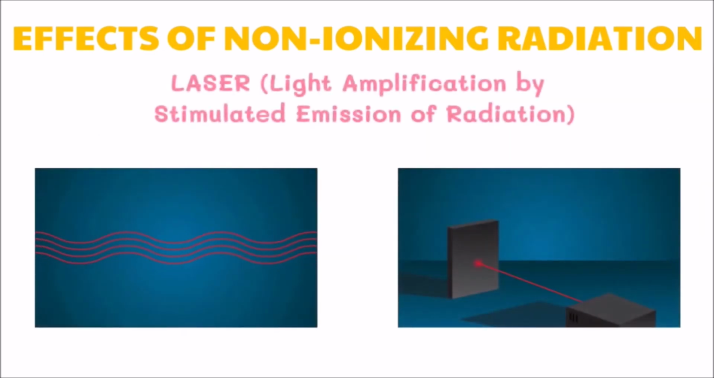Lasers aren't a form of non-ionizing radiation, but they are made from it. The word laser is an acronym for Light Amplification by Stimulated Emission of Radiation. Lasers stimulate atoms and molecules and cause them to produce light and concentrate it into a beam of radiation. Lasers can be made from visible light, ultraviolet, and infrared waves.